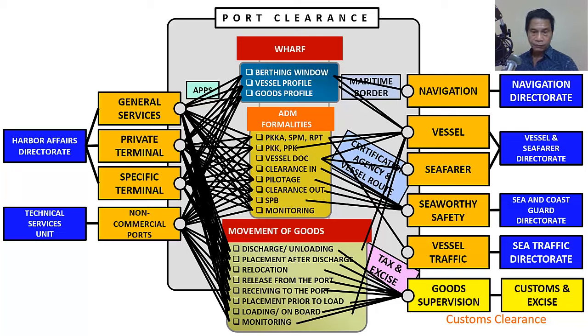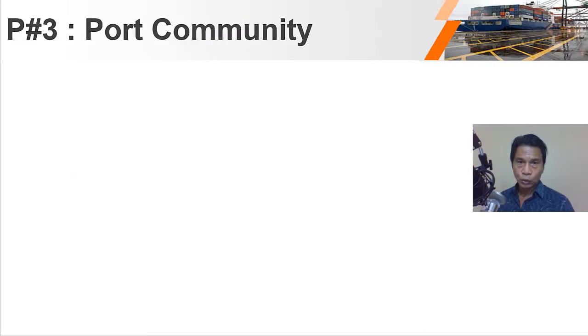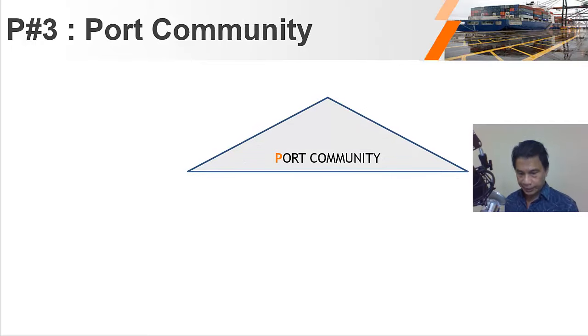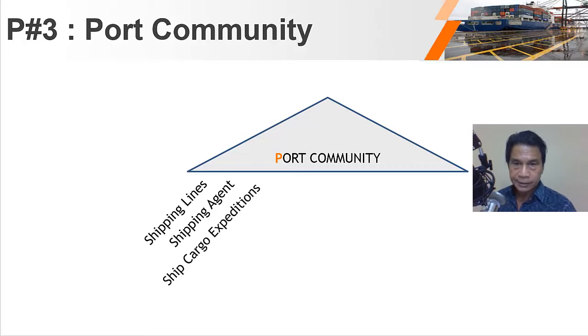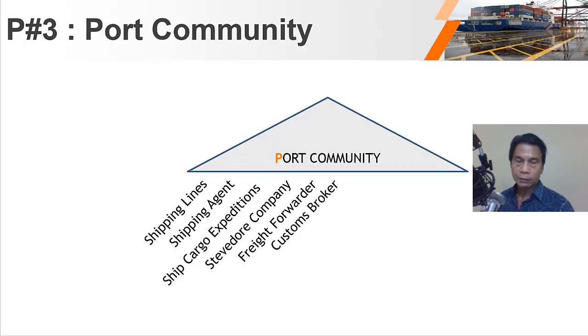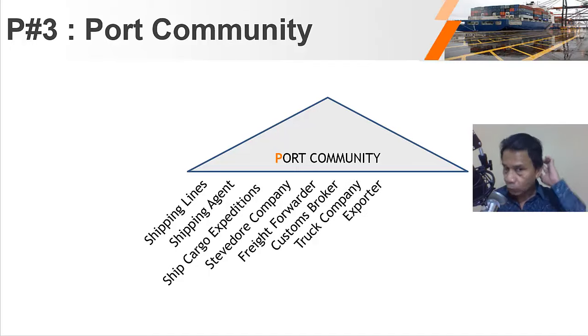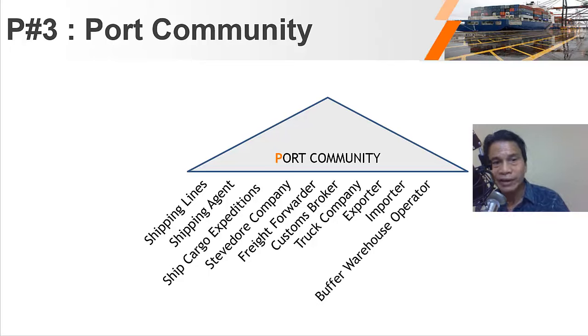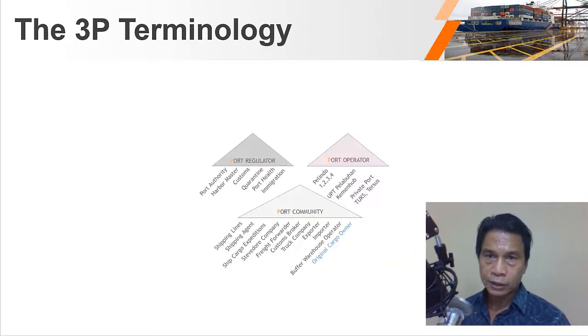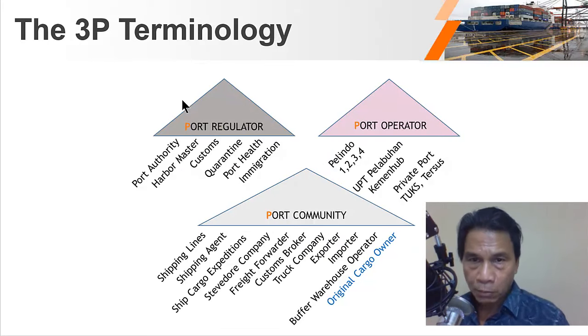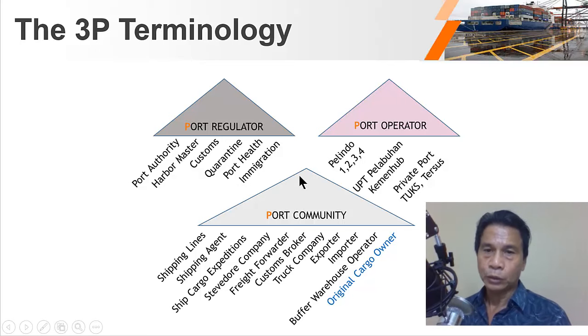The last of this 3P terminology, I define as the port community. The port community comprises shipping lines, shipping agents, ship cargo expedition, stevedore companies, freight forwarders, customs brokers, in Indonesia we call it PPJK, perusahaan perantara jasa kepabeanan, truck companies, exporters, importers, bonded warehouse operators, and the last is the original cargo owner. So the 3P terminology comprises port regulator, port operator, and port community, which I have already explained to you.